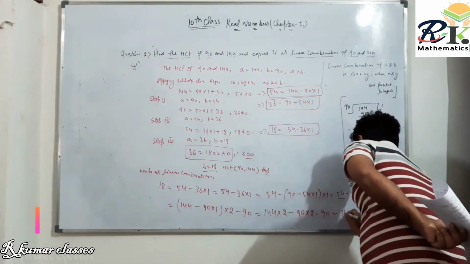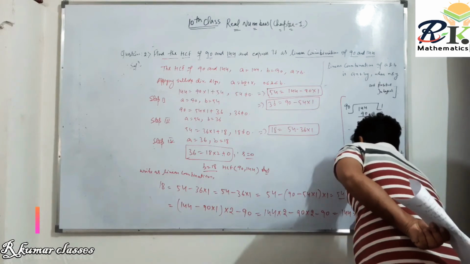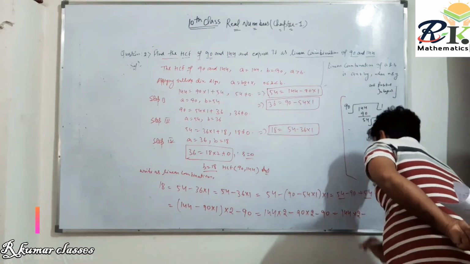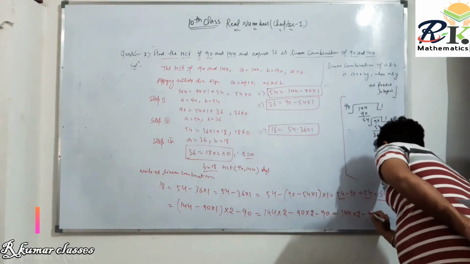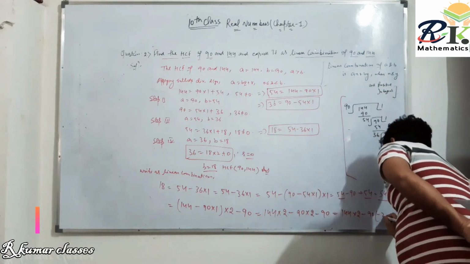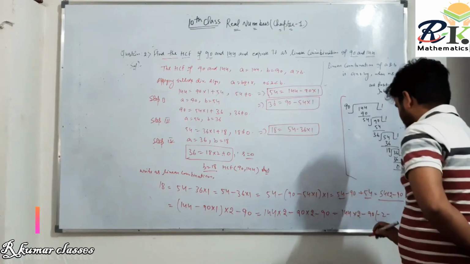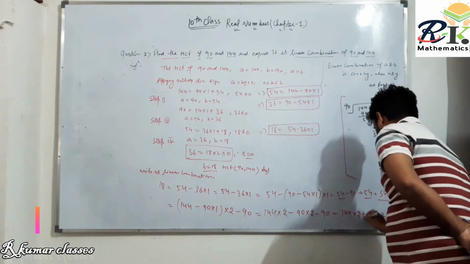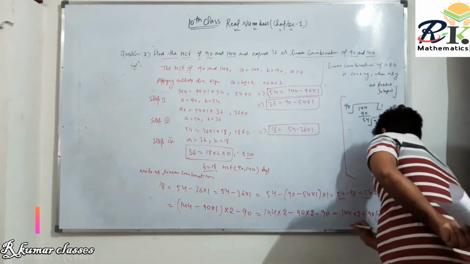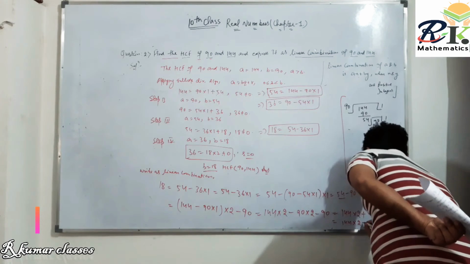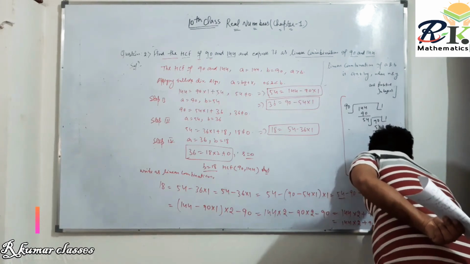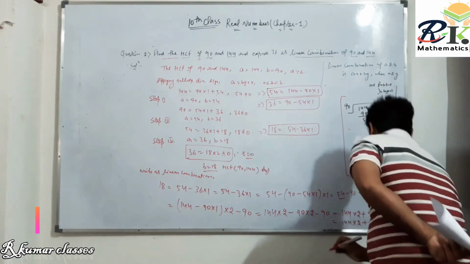So this is equal to 144 into 2 and this is minus. 90 is common, and here is minus 2 and minus, taking plus here, minus 1, and this is 144 into 2 plus 90 into minus 3.